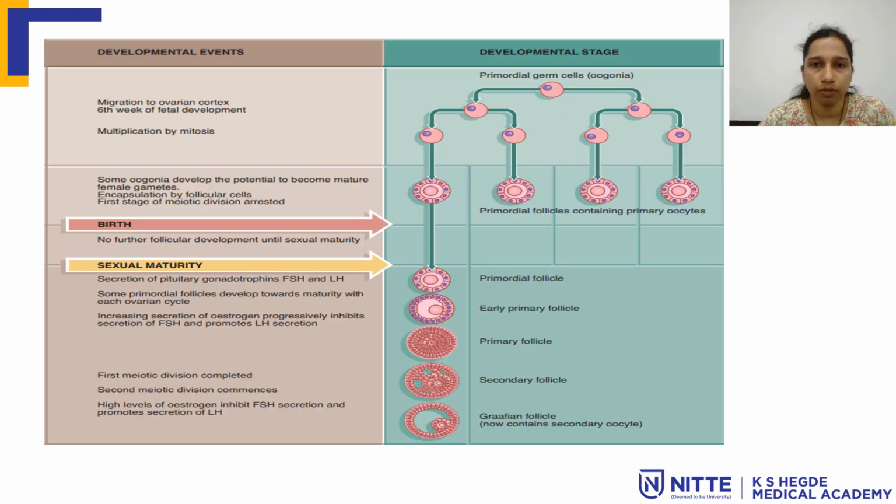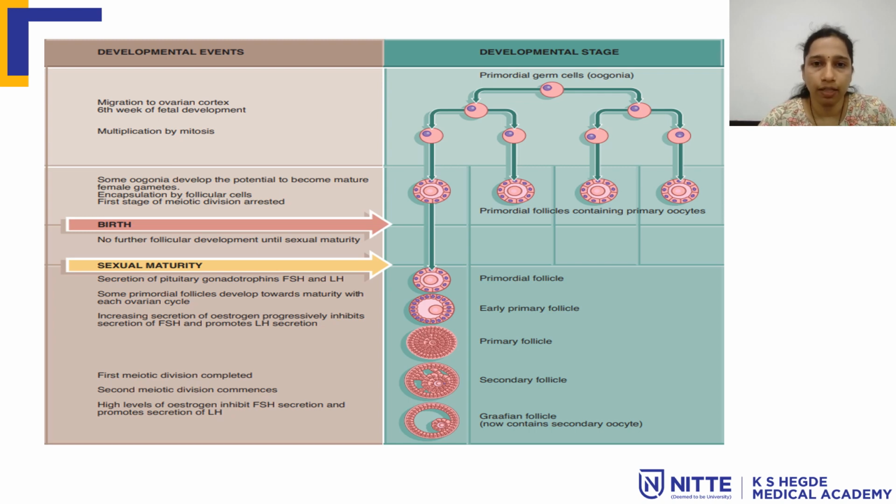Coming to the development of the ovary. Around 6 weeks of fetal development, there is migration of the germ cells into the ovarian cortex. These germ cells are called oogonia. They will multiply by mitosis and the first stage of meiosis will begin.